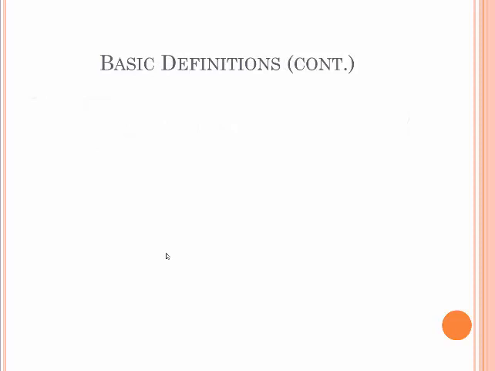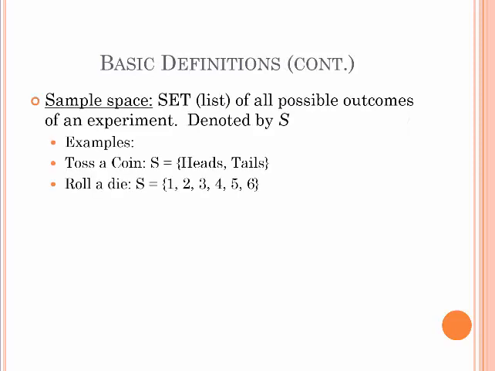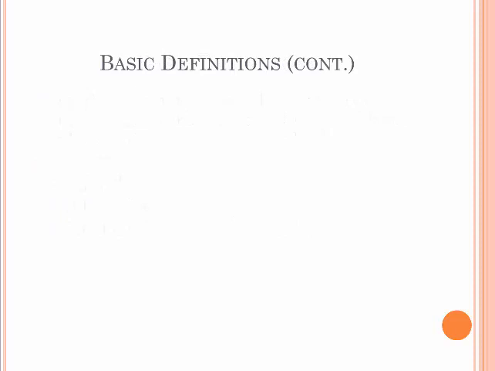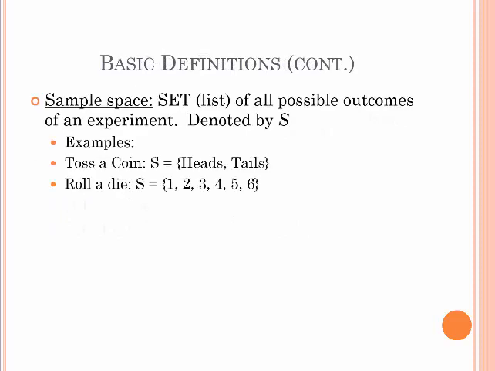The next thing is what's called a sample space. A sample space is a set or list of all possible outcomes for an experiment, and we denote that by S. Here's an example. When you toss a coin, what is the list of all possible outcomes you could get? Well, you could get a head or you could get a tail. So the sample space for tossing a coin is either a head or a tail.